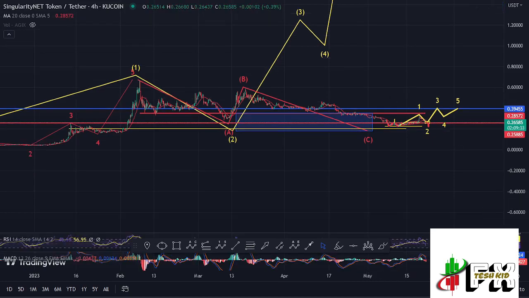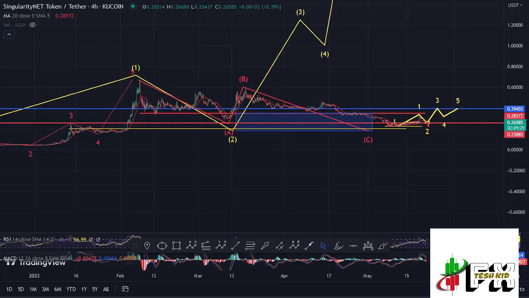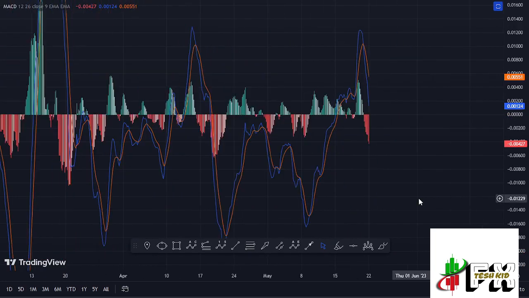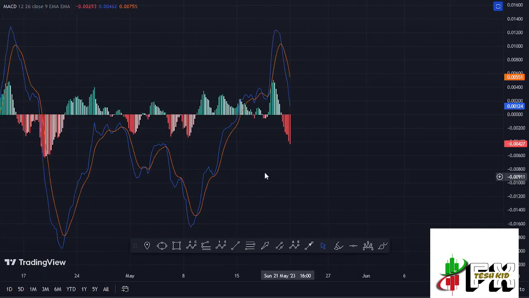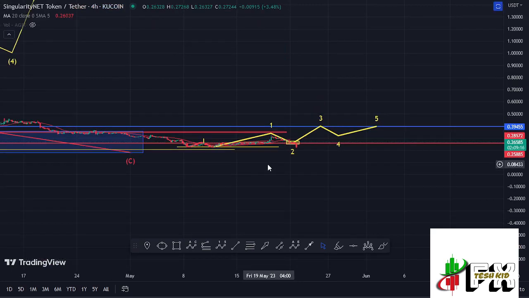Also taking a look at the indicators, on the RSI we are trading at around the 40 mark. Also taking a look at the MACD, we have been able to print a bearish cross suggesting further breakdown. So let's be patient and see how that plays out, and I'll be keeping you updated.